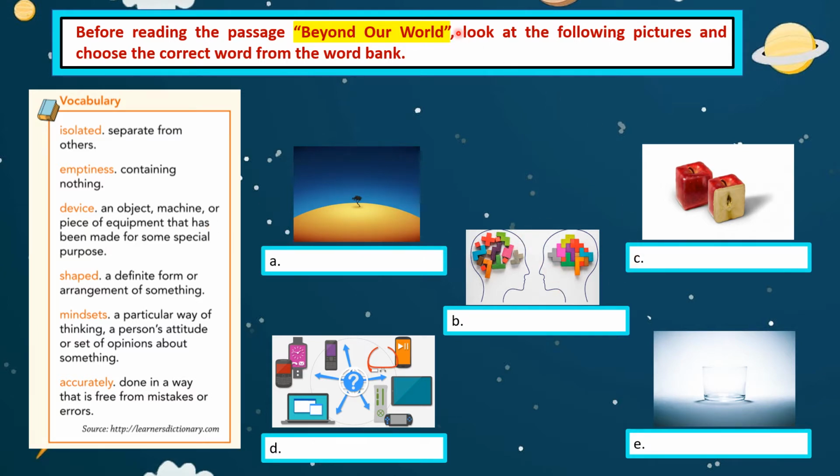So, for example, we have over here the word isolated, separate from others. Separado de otros, solo, isolated. Which of these pictures represent that definition? Yeah, this one, the first one, because this little tree is isolated. There is nothing around it. Okay, so we're going to write over here, isolated. And then you're going to complete with the rest of the pictures, okay?